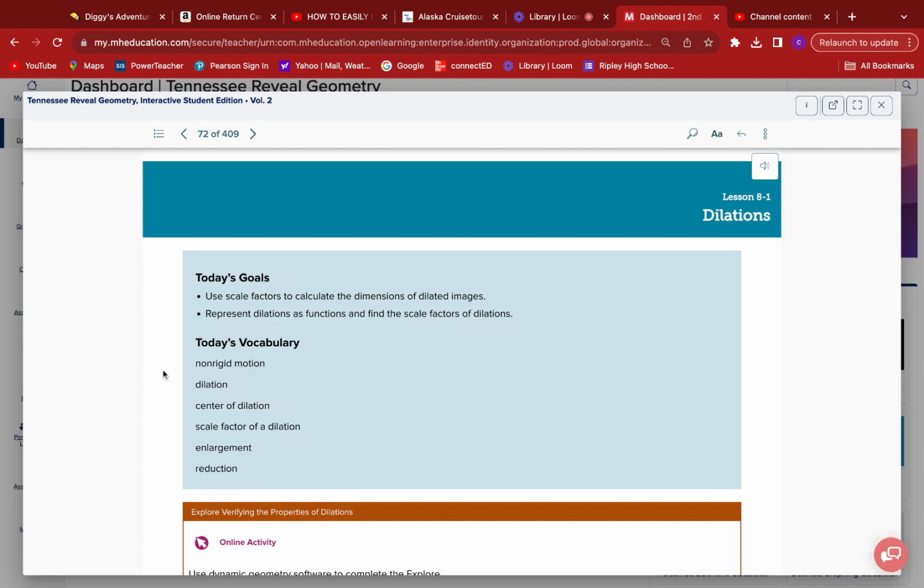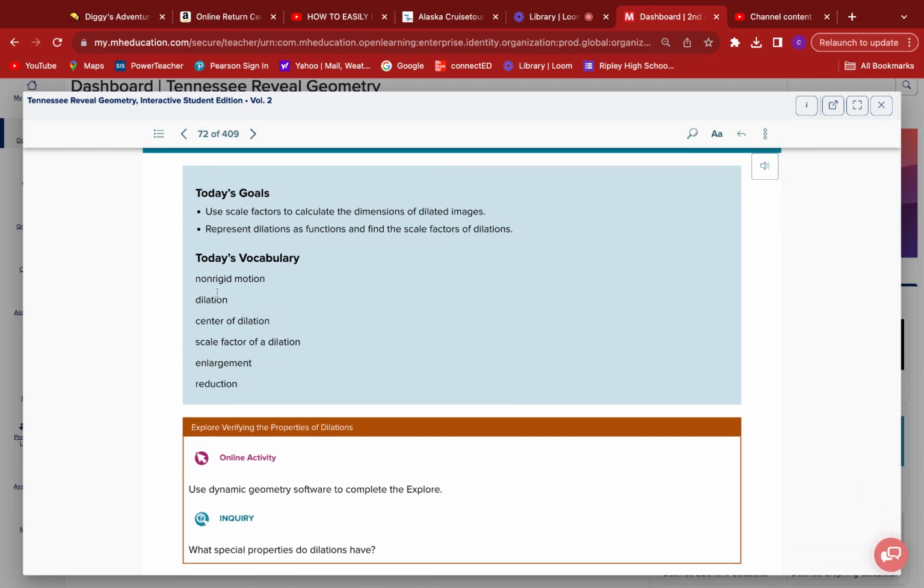All right, so we're going to talk about non-rigid motion, and that's basically an increase in size or something like that of a figure. Remember, rigid motions are translations because it's the same figure just shifted. Reflections because it's the same figure just flipped over. And rotations because it's the same figure just turned. Well, a non-rigid motion means you're changing the size of the figure, so you're giving it some sort of dilation, whether it's an enlargement or a reduction.